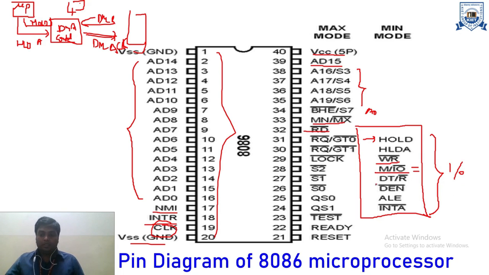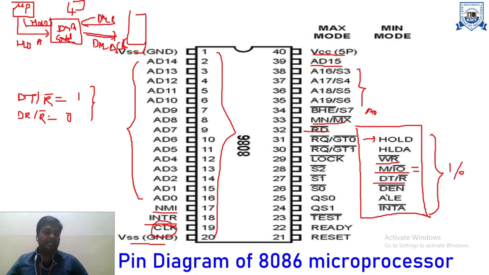Next is the data transmitter and receiver, DT/R complement. It tells the direction of data transfer. If DT/R complement is equal to 1, the data is sent from the microprocessor to external devices, meaning a write operation is performed. If DT/R complement is equal to 0, the microprocessor receives information, meaning data is transferred from the peripheral device to the microprocessor, so a read operation is performed. That is the meaning of DT/R complement.